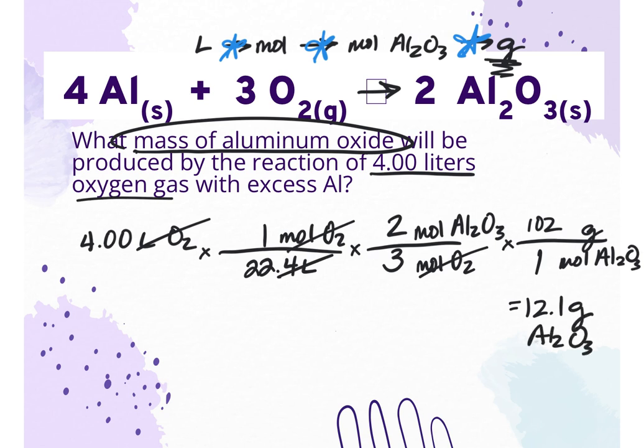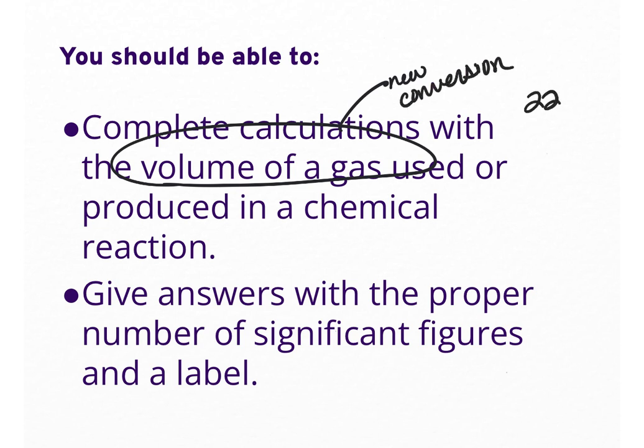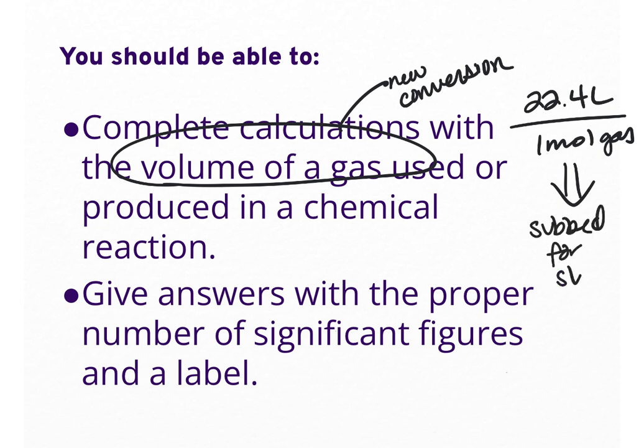So hopefully at this point you're recognizing that volume of the gas is just a new conversion, which is 22.4 liters in 1 mole of gas. And this is being subbed for step 1 or 3, okay? So if I don't want to find grams, I can sub in liters and solve for that instead using this new conversion factor. If you have any questions, let me know, but hopefully this isn't too tricky.